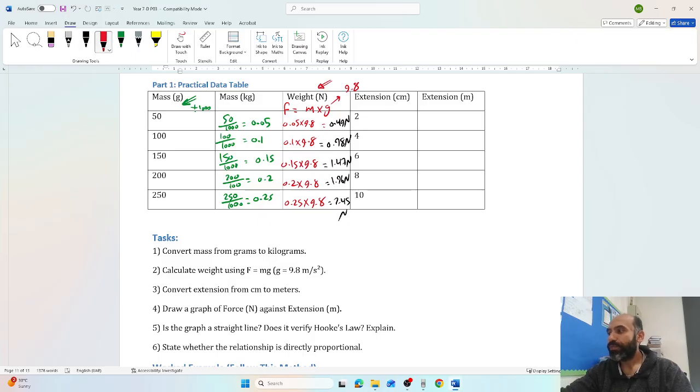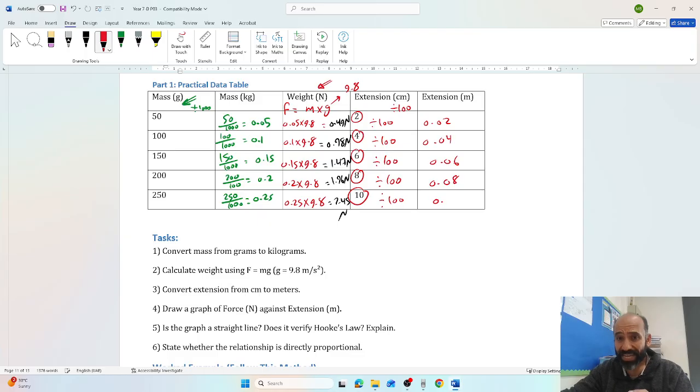Then, how can you convert the extension from centimeter, because we are using a ruler, which measures length in centimeter, into meter? You just divide by 100 because each 1 meter contains 100 centimeters. So you will do each length divided by 100. So 2 divided by 100 is 0.02, 0.04, 0.06, 0.08, 0.10, or 0.1, it doesn't matter.